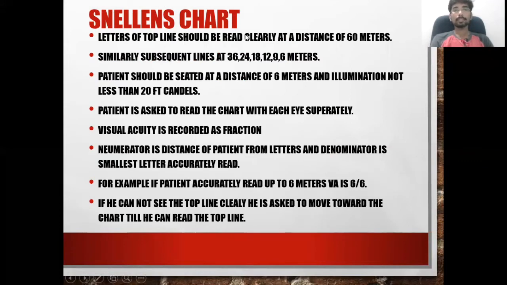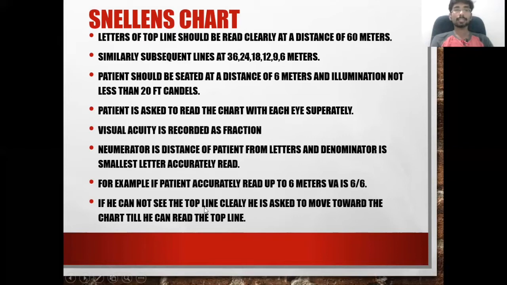Letters of the top line should be read clearly at 60 meters. Similarly, subsequent lines at 36, 24, 18, 12, 9 and 6 meters. The patient should be seated at a distance of 6 meters with illumination not less than 20 foot candles, so good illumination should be there. The patient is asked to read the chart with each eye separately and visual acuity is recorded as a fraction. The numerator is the distance of the patient from the chart and the denominator is the smallest line accurately read. For example, if the patient can read the 6 meter line, visual acuity is 6 by 6.